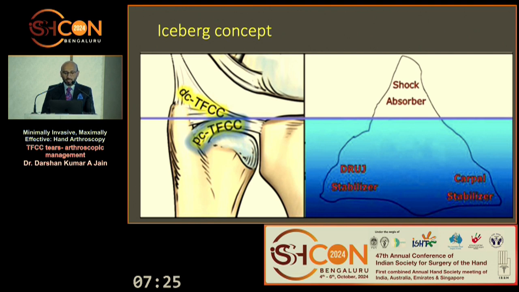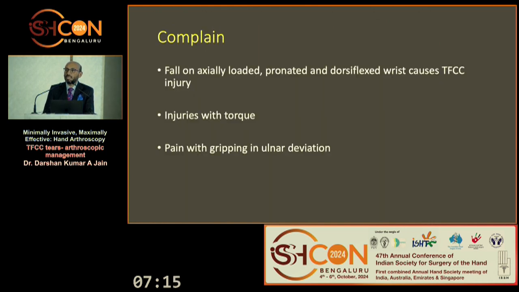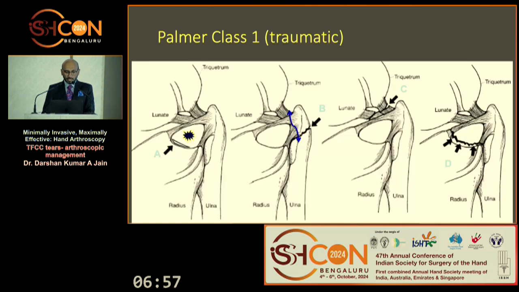And as I propose this iceberg concept, what you see is only the tip. So the foveal insertion and the rest of the DRUJ have already been discussed. That we need to keep in mind when dealing with these problems. And typically a patient has a fall on an axially loaded, pronated and dorsiflexed wrist which causes a TFCC injury. And some of these instruments which cause torque also cause pain or the injury. And pain mainly on gripping and ulnar deviation is one of them.